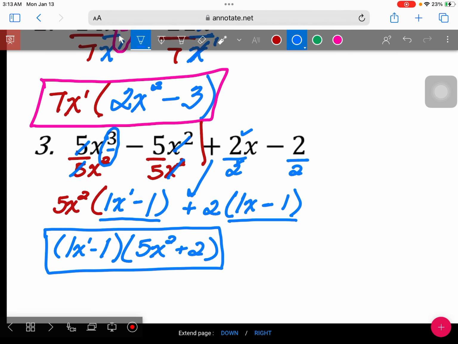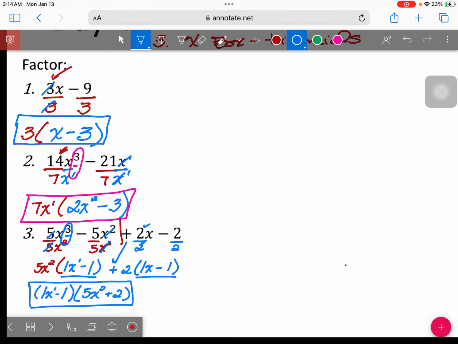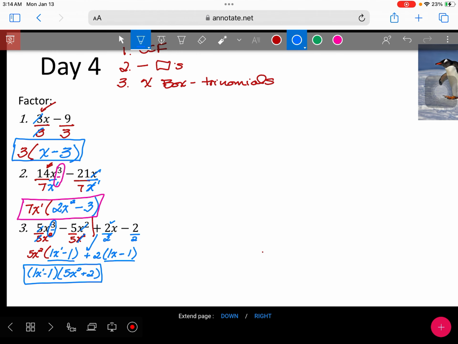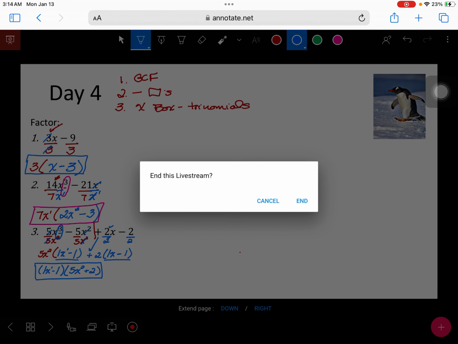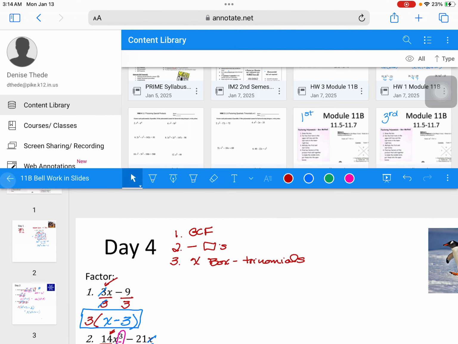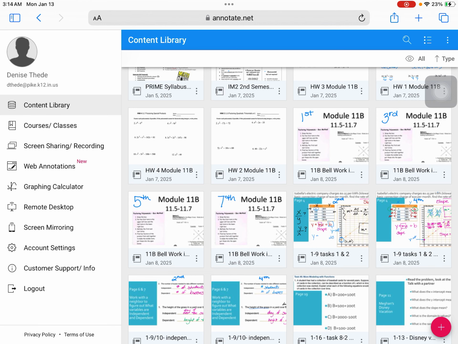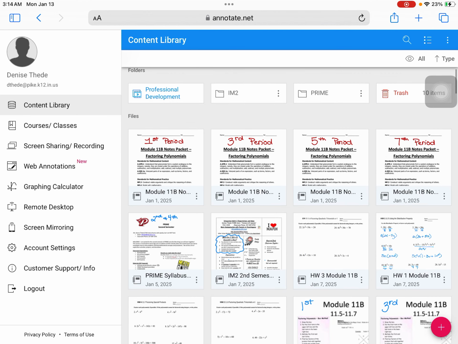Okay. So those are the 3 answers for day 4. Didn't even get to the Xbox trinomials, but let's go now and find our notes page. Notes page.